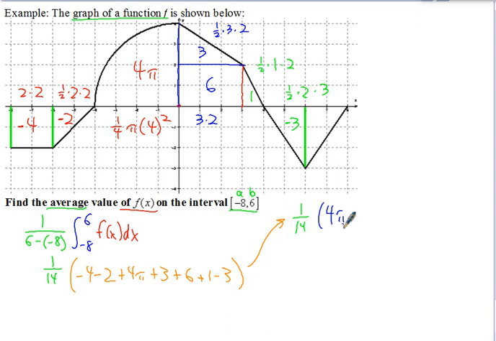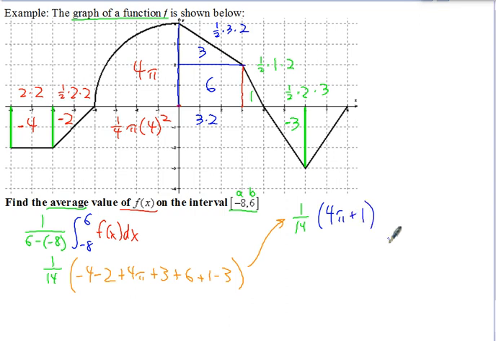And then let's combine the constants here. You can see the 4 and the negative 2 give you negative 6. That cancels out with a 6. So then we have 3 minus 3. Those cancel out, so all that's left is 1. So 4 pi plus 1.